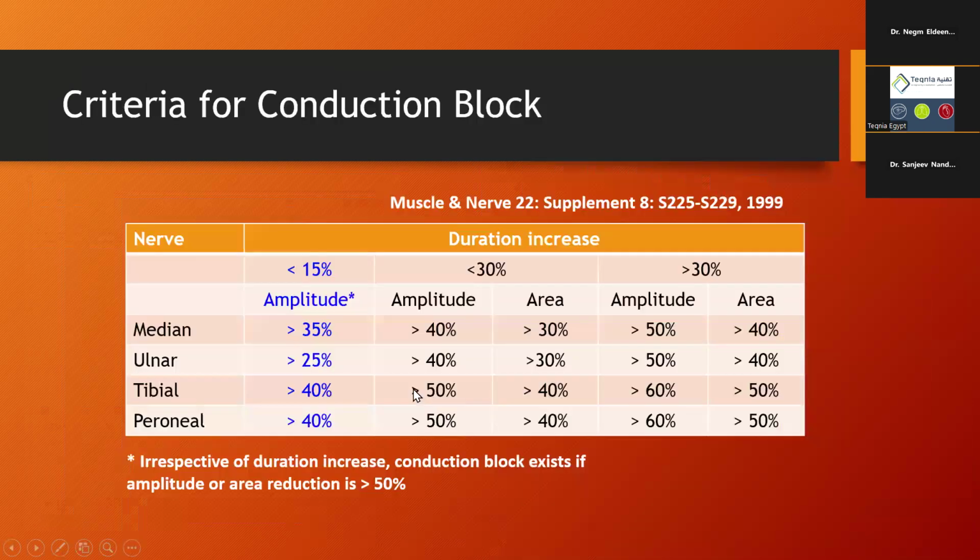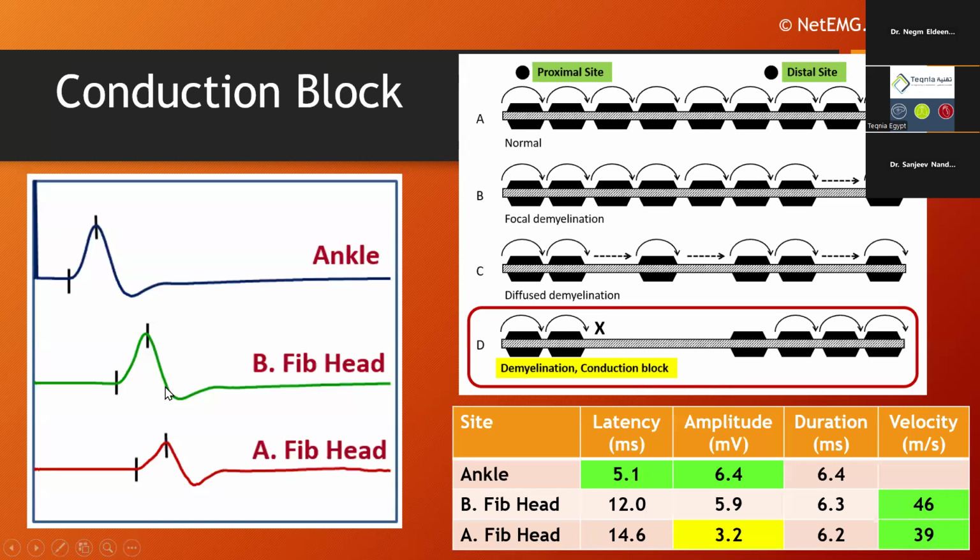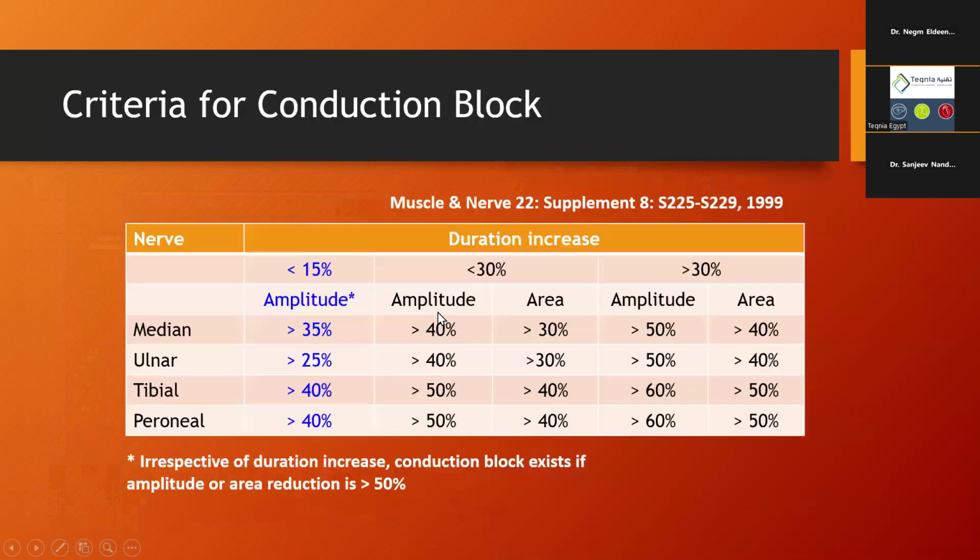So there are various criteria for conduction block. The conduction block is assessed based upon the change in the duration. You can get low amplitude due to demyelination, and you can get low amplitude due to conduction block. Therefore, there are criteria that are defined based on the change in duration. So here is some criteria from Muscle and Nerve that are shown on the right side.